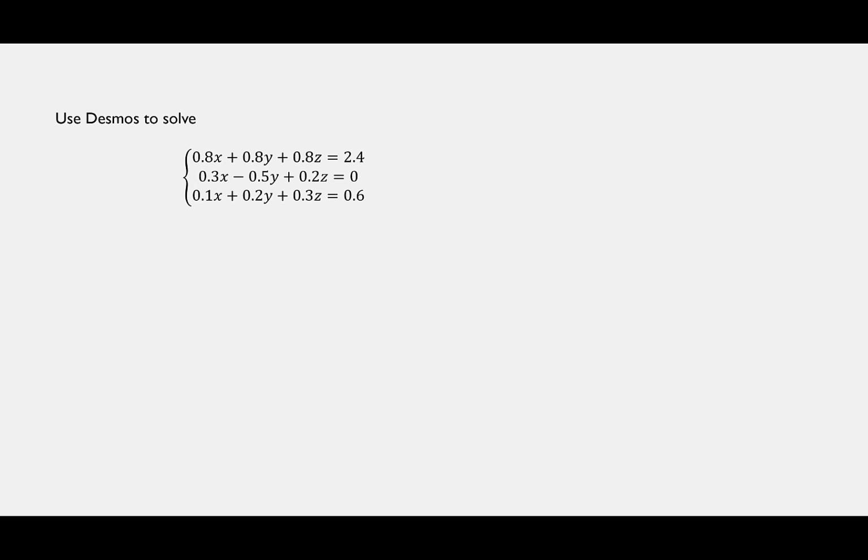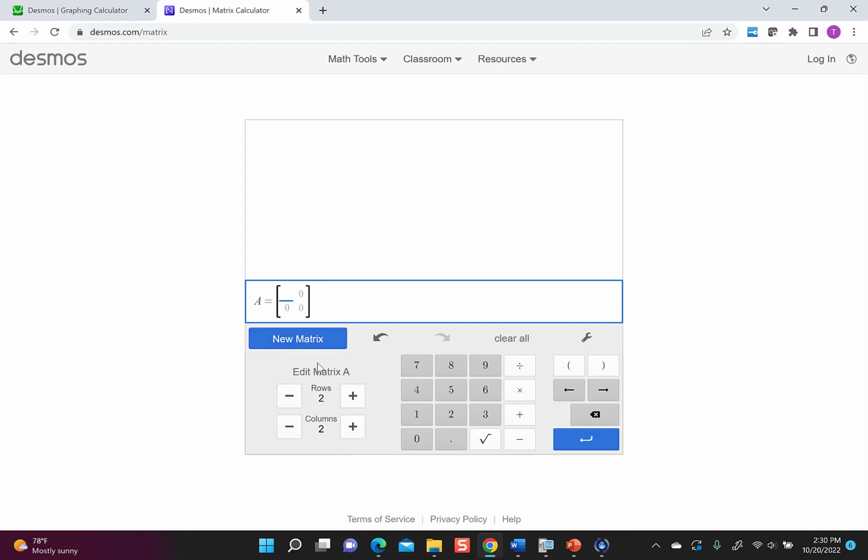So this will be the last one I do, just one more demonstration of how to put this into Desmos so that you can start doing your homework. So once again, I like to clear, start a new matrix, 3 rows, 4 columns. Let's put in those numbers that we got, 0.8, 0.8, 0.8, 2.4, 0.3, minus 0.5, 0.2, and 0, then 0.1, 0.2, 0.3, and that was equal to 0.6.